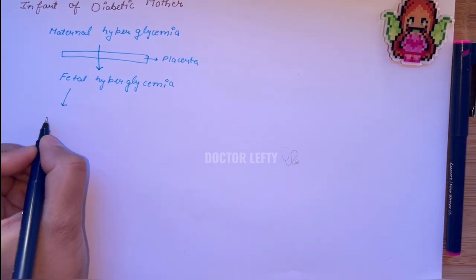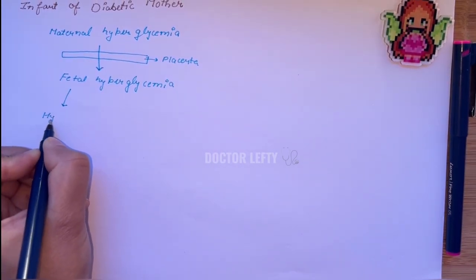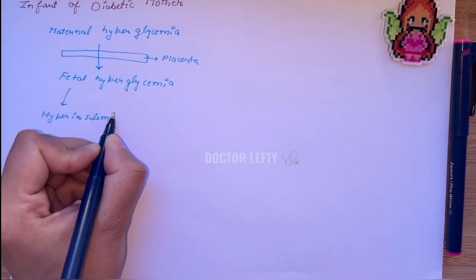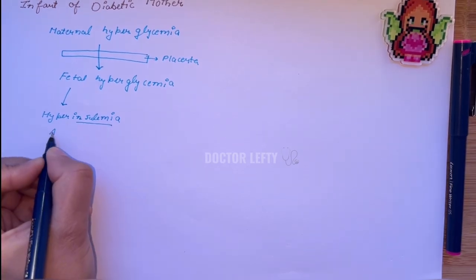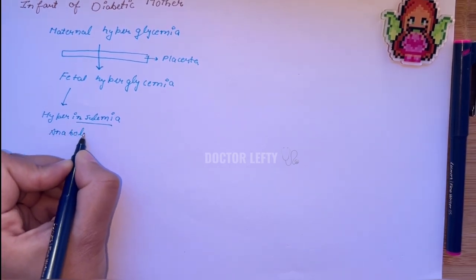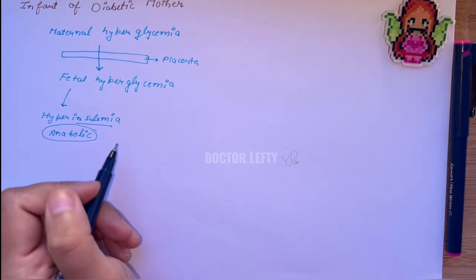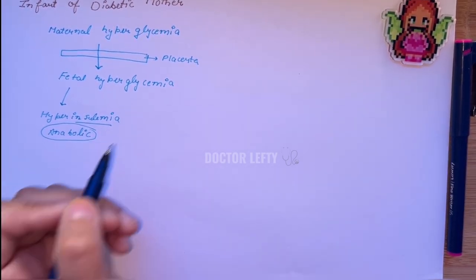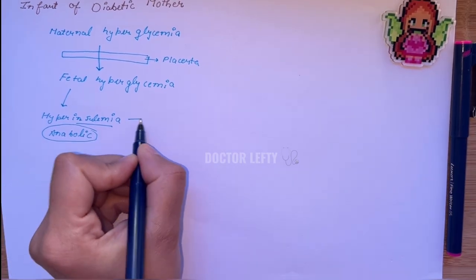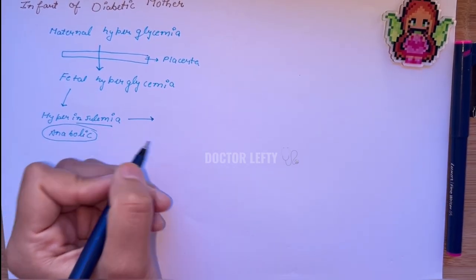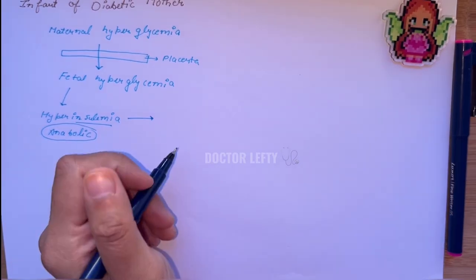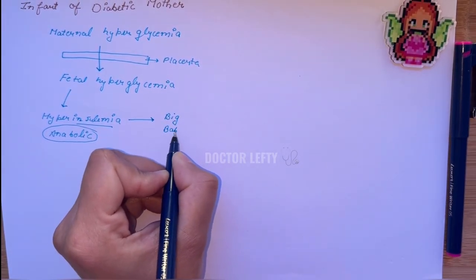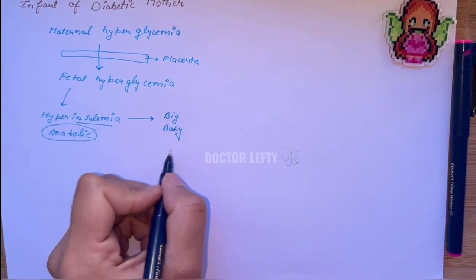Whenever there is a lot of sugar inside the body, which hormone is elevated? Insulin, right? So the baby has hyperinsulinemia. This is going to be the starting point for all the manifestations. Insulin is an anabolic hormone. So as a result, all the tissues in the baby will be bigger. So we call it big baby. In medical terms, we call it macrosomia.